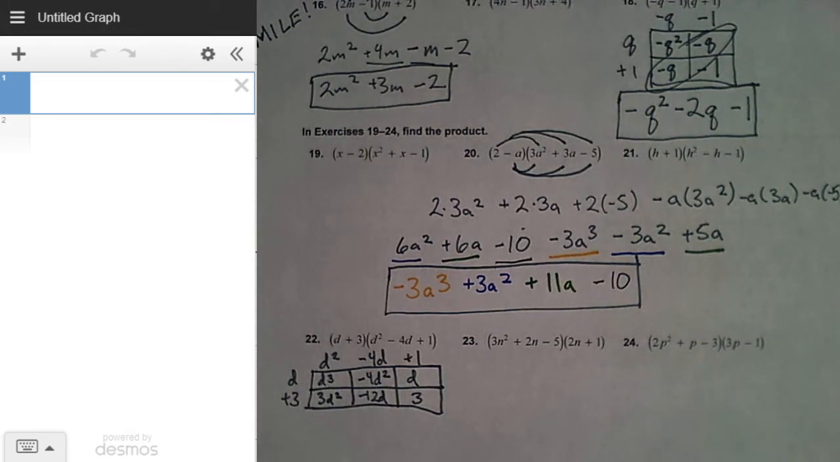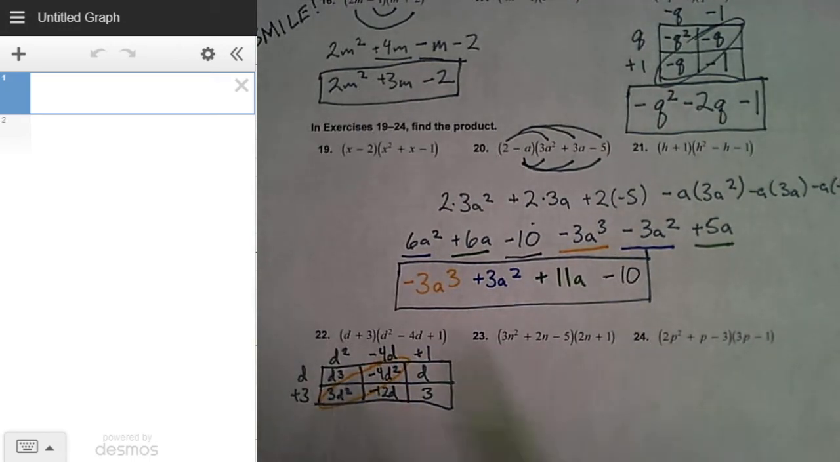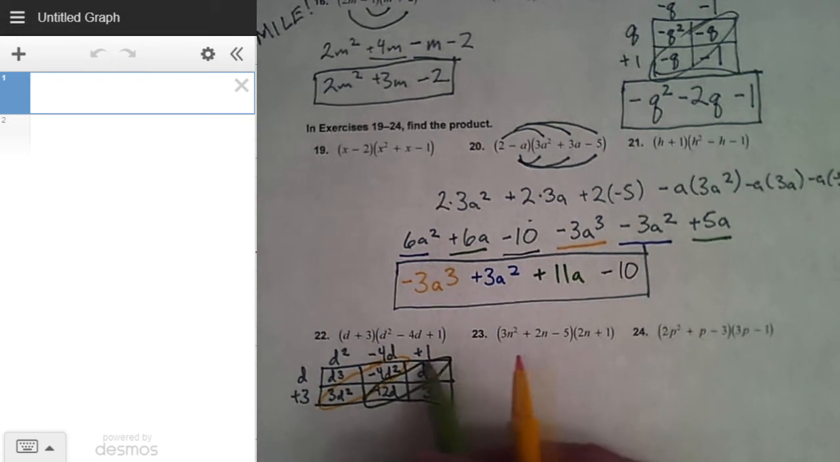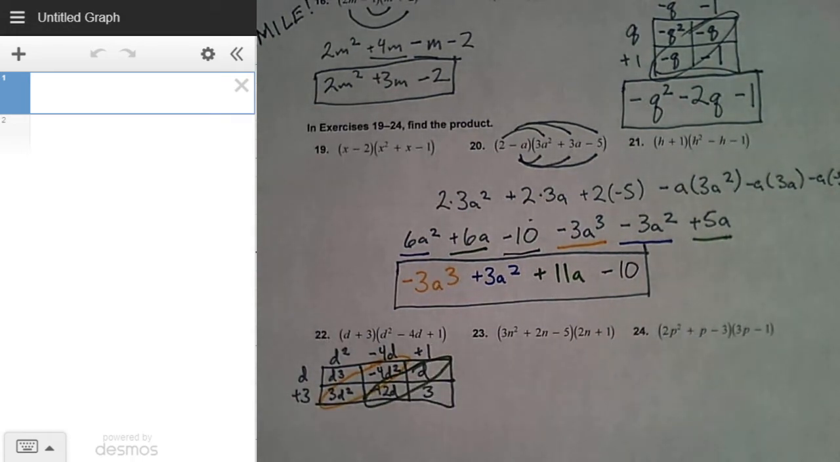So what's nice here is we have this organized in such a way we see our like terms in those diagonals. Okay, again, like terms are in those diagonals. So that makes this all make a little bit more sense as we're working through.